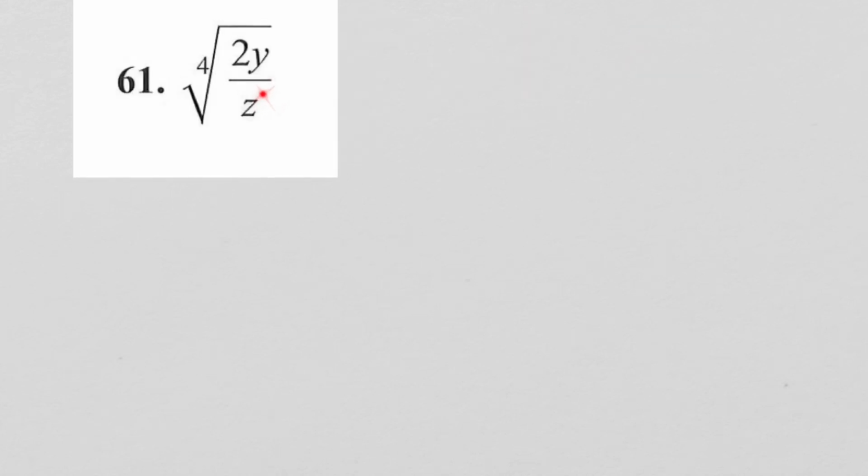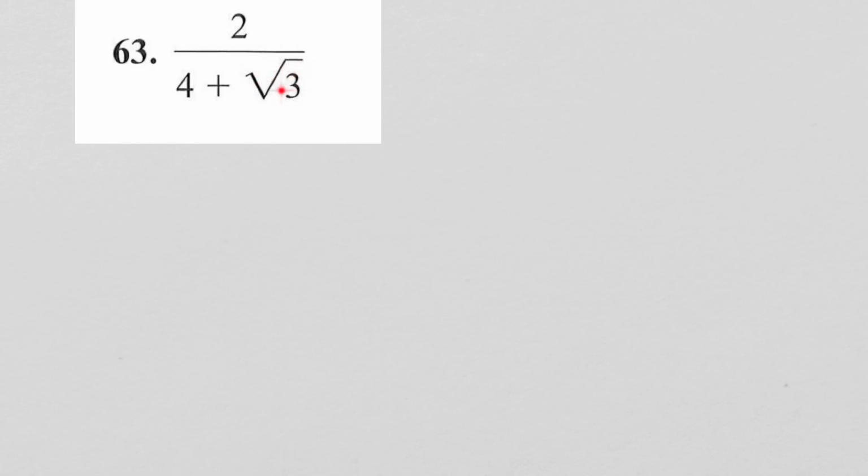Okay, here we have z to the 1, but we need it to be to the 4 in order to bring it out. So in the denominator, I'm going to multiply by z cubed. So I have to do that in the numerator as well. So in the denominator now I have z to the 4th, which just comes out as z. In the numerator, I can't bring any of this stuff out, so we just end up with the 4th root of 2yz to the 3rd power.